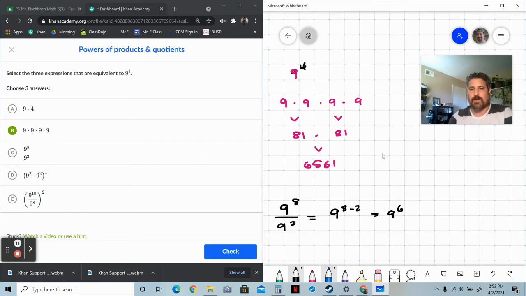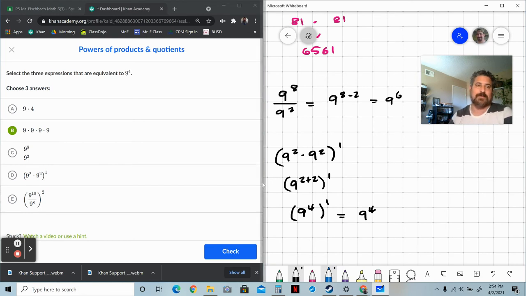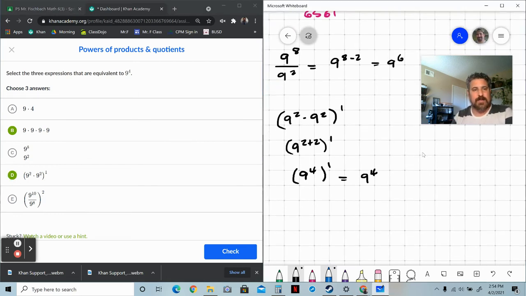All right, for the other one you have here, you've got 9 to the second times 9 to the second, all raised to the first. Well, 9 to the second times 9 to the second is 9 to the 2 plus 2, right? Because when you multiply two powers that have the same base, you add the exponents. So that's just going to be 9 to the fourth, and then raised to the first power. Well, anything raised to the first power is itself, so that's just 9 to the fourth. So is that the same as 9 to the fourth? Yes.